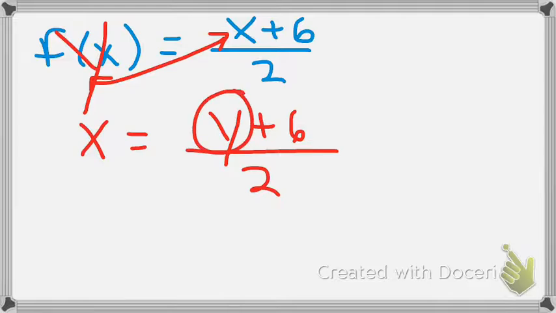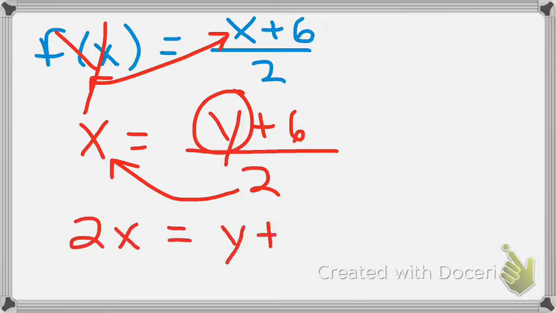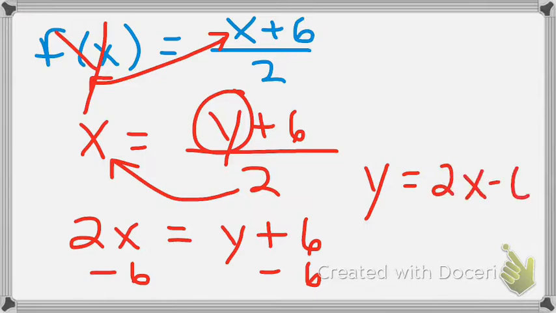So we're going to use opposite operations. You're going to take your 2 and multiply it, because that's the opposite of division. You added 6, and the opposite of that is subtraction. Okay? And so for this inverse relation, you're going to have y equal to 2x minus 6.